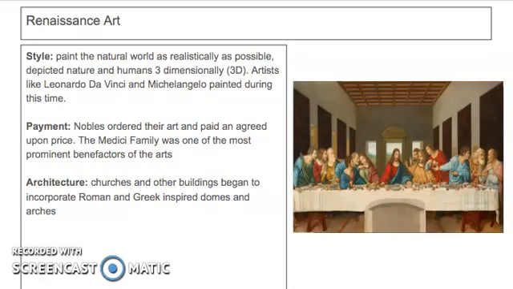So Renaissance art was huge at this time. There's three important things to note that we're going to talk about: the Renaissance art style, the way they paid for it, who paid for it, and who they paid, and the architecture.